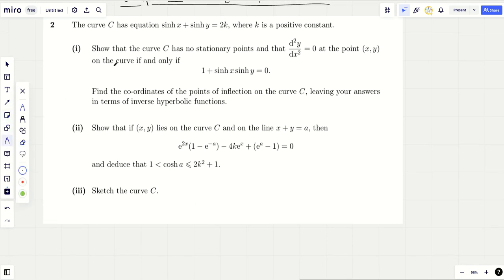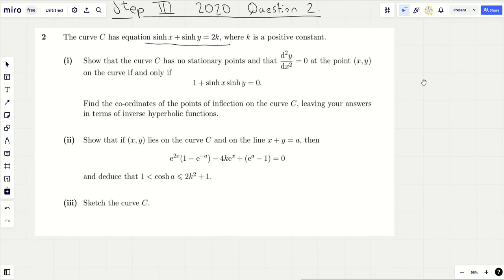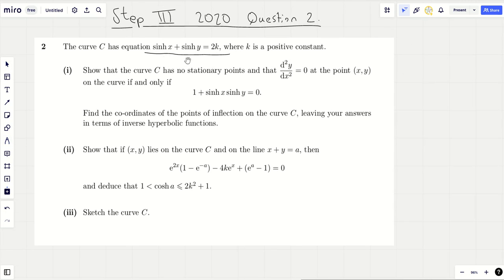So part 1. Show the curve C has equation sin x plus sin y equals 2k, where k is a positive constant. When I see something like this, I'm immediately thinking that's a symmetric function. Now, what's a symmetric function? It's one where if you swap x's and y's, you get exactly the same equation. What that always means is that it's a self-inverse function, and therefore it's got reflective symmetry in the line y equals x. You want to be thinking about that straight away. That comes in really handy in part 3, when you're trying to sketch this thing. Anyway, let's get on with it.